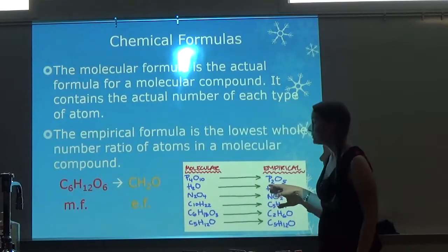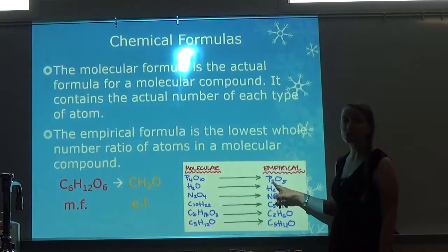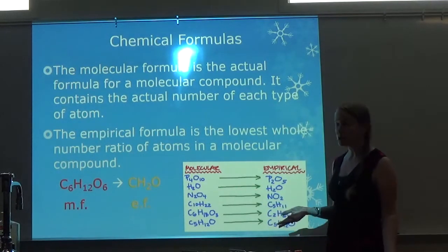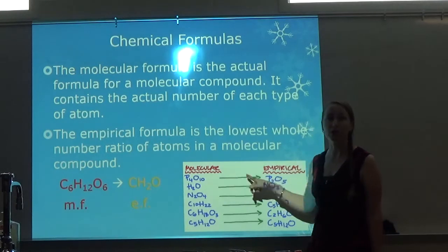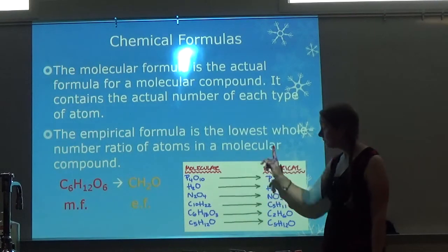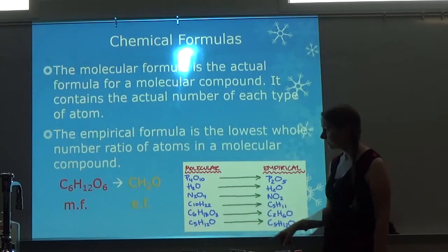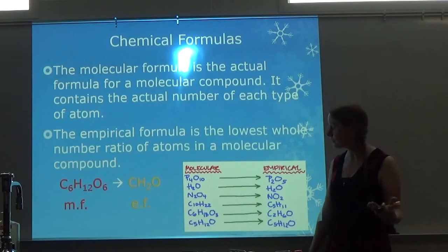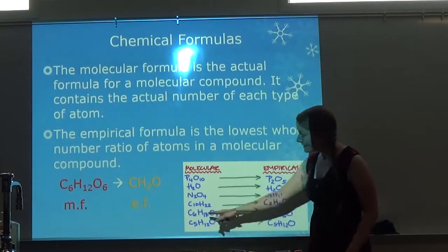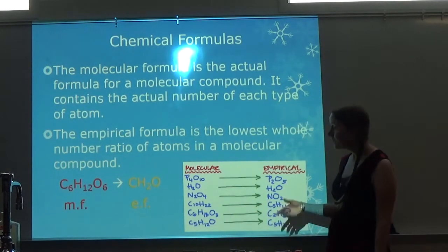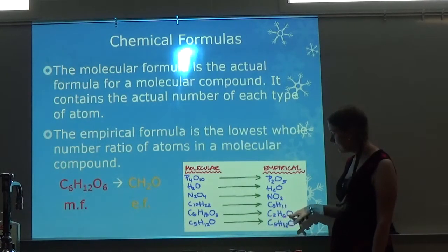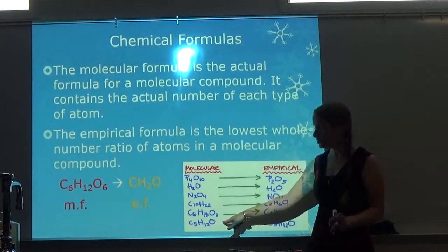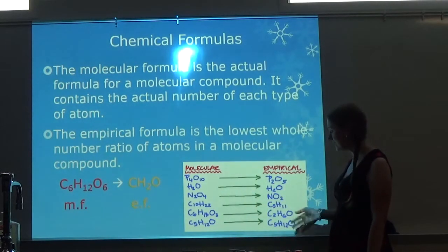Here are some more examples. P4O10 can reduce to P2O5. Now, not everything can reduce. H2O can't reduce, so its molecular and empirical formula are the same. N2O4 can reduce to NO2. C10H22 can reduce to C5H11, because they're both divisible by 2. C6H18O3, they can all be divided by 3, so it reduces to C2H6O. And the last one, C5H12O, can't be reduced, so its empirical formula is still C5H12O.